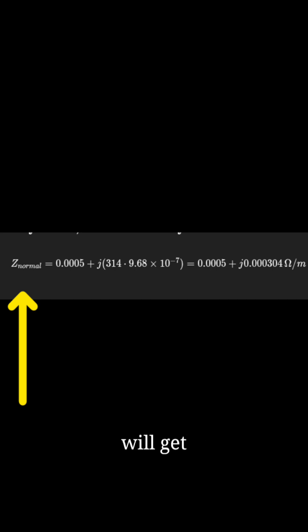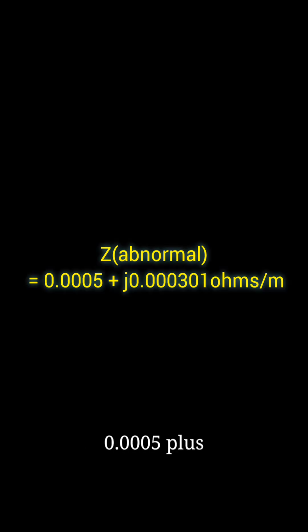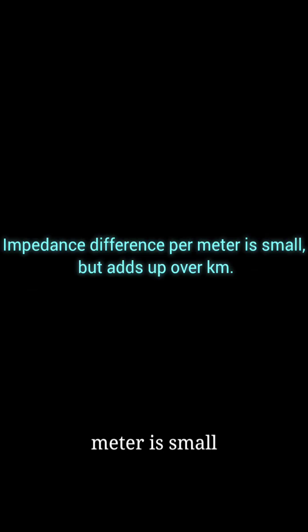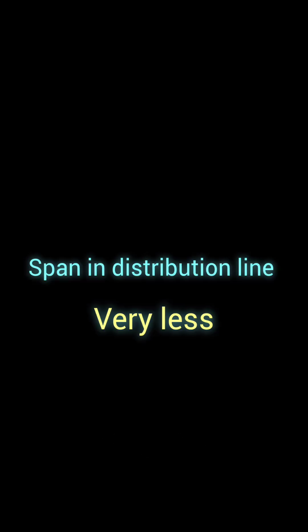Now the normal impedance, using the formula, we will get 0.0005 plus j 0.000304 ohm per meter. Now let's go for the abnormal line impedance. Doing the same, we will get 0.0005 plus j 0.000301 ohm per meter. And hence we saw that the impedance difference per meter is small but adds up over a kilometer. So it is a very small quantity, that is line impedance, if we are talking about a very small distance like distribution lines, because in this case the span length between two poles is very less.